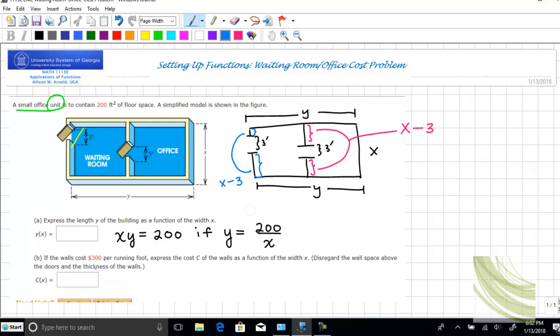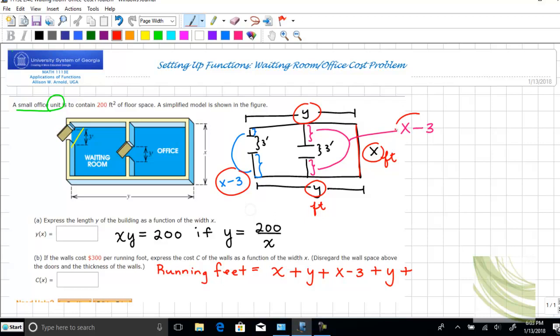Now cost is per running foot, so all of these are in feet. By running foot we mean just go along the perimeter. So the number of running feet would equal this x, plus, and I'll just circle as I go, x plus y, plus x minus 3, plus another y, plus finally another x minus 3.